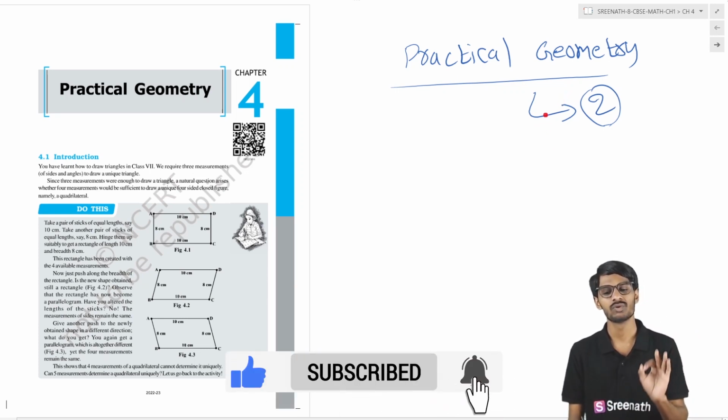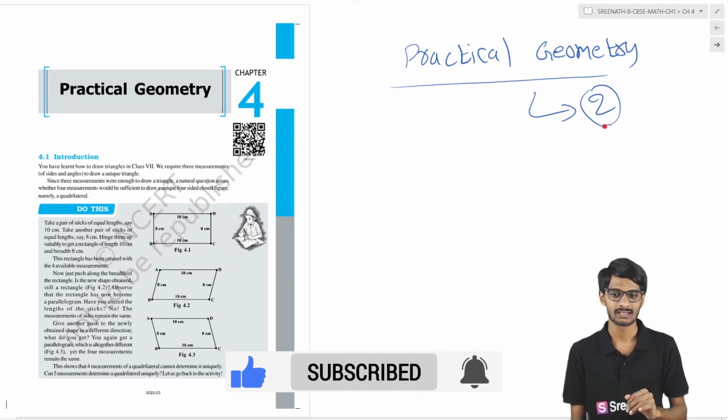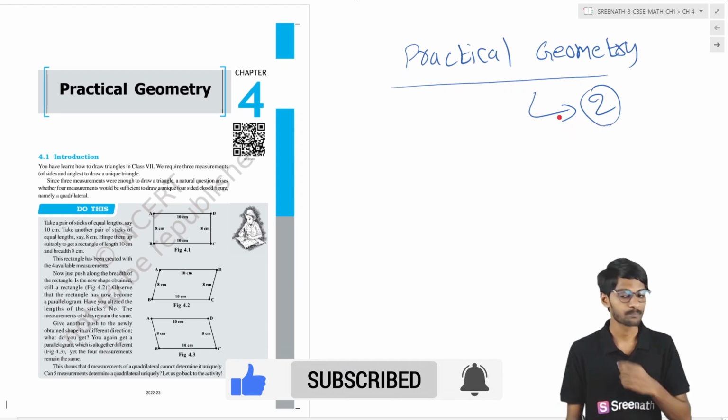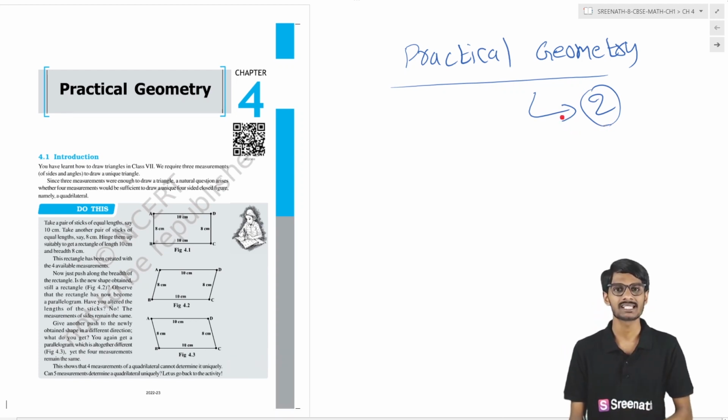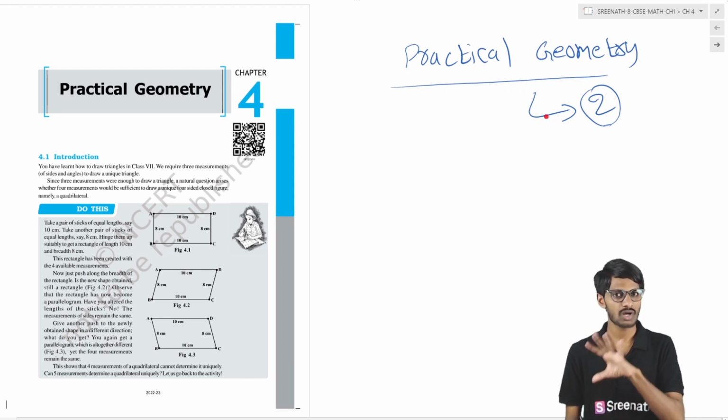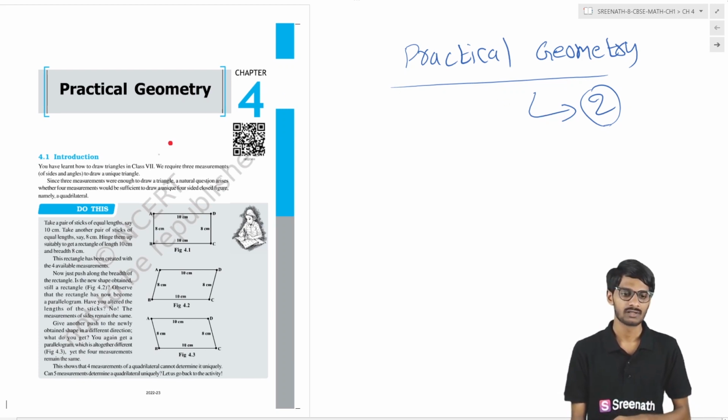Now without wasting time, we are going to start the overview of the whole chapter. Basically in the chapter, 4.1 is the introduction, about what we have learned in class 6 and class 7, what triangles and quadrilaterals are. In the previous chapter, chapter 3, you learned about quadrilaterals and the properties of quadrilaterals.